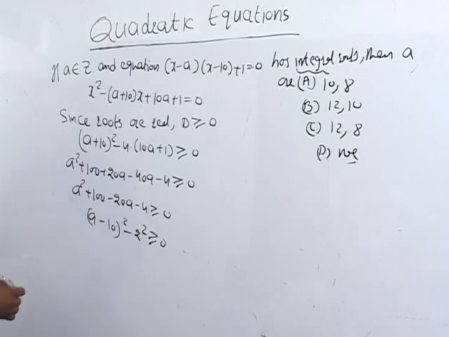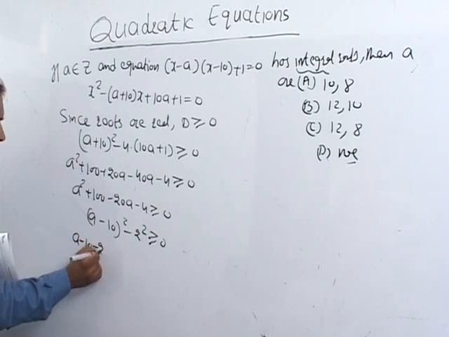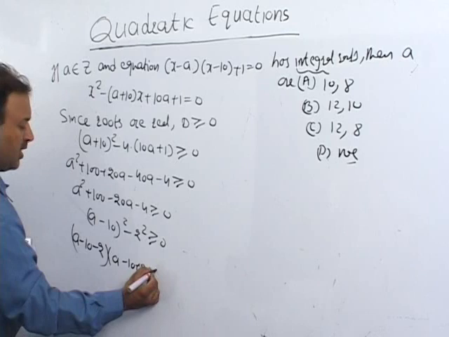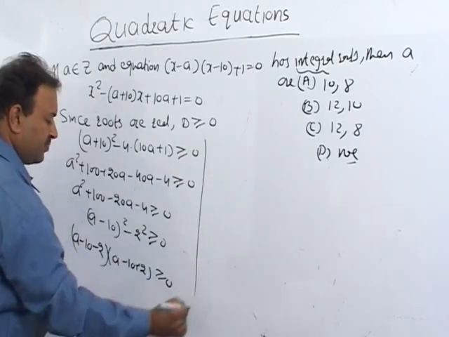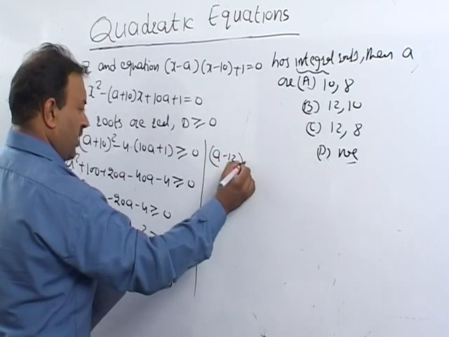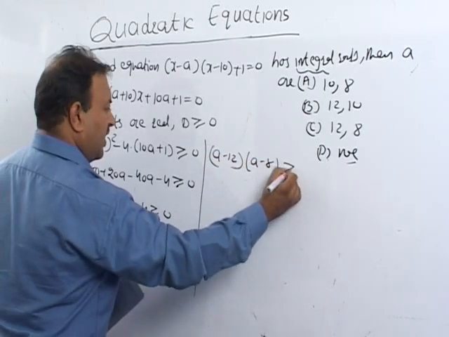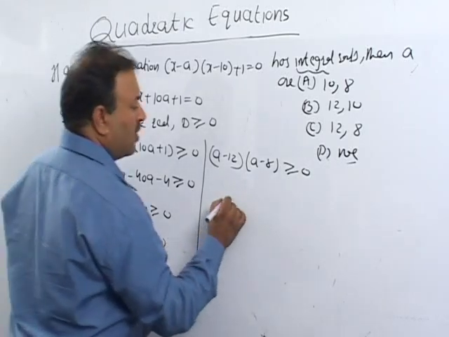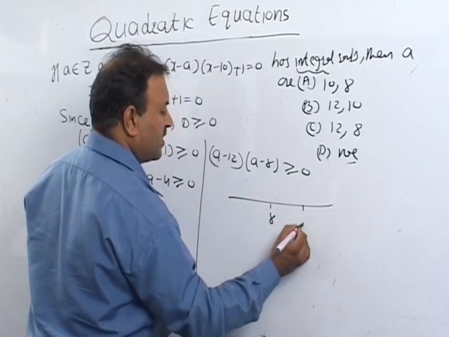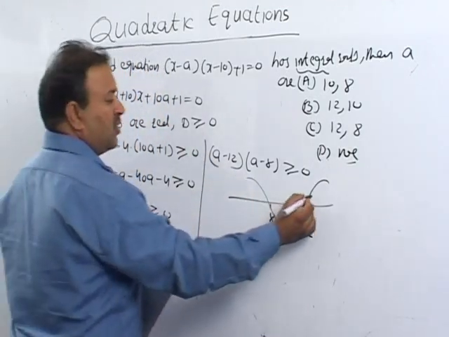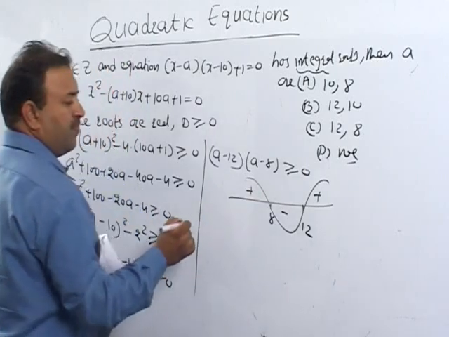Now we can say it is a squared minus b squared form: (a minus 10 minus 2)(a minus 10 plus 2) is greater than or equal to 0. Now we can say (a minus 12) into (a minus 8) is greater than or equal to 0. Now the graph of a parabola comes out like this: this is 8, and this is 12. The coefficient of a squared is positive, so the parabola will be like this.